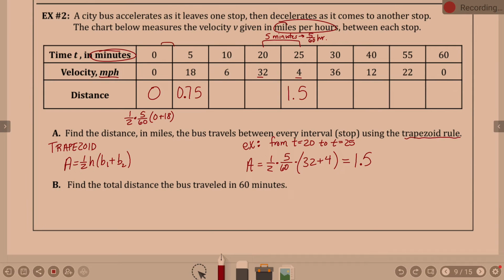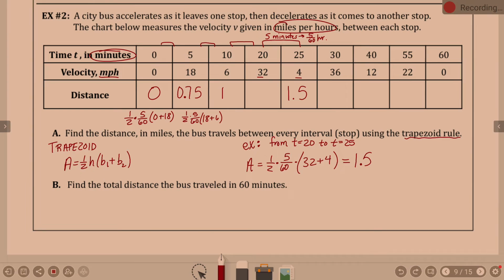Next, 5 to 10. Let me know what you get. 1/2 times 5/60 times 18 plus 6 is 1. Okay. What's my next interval? You did it wrong. Look at your interval. What's the catch? It's 10.